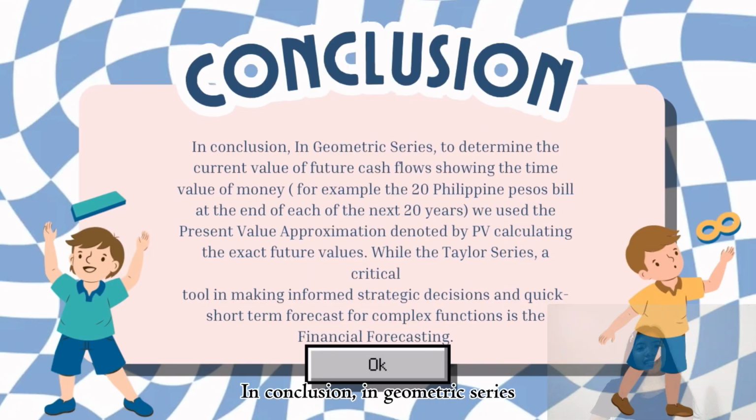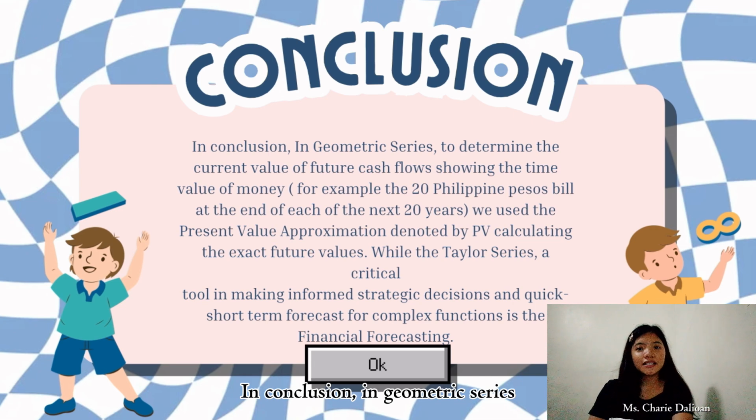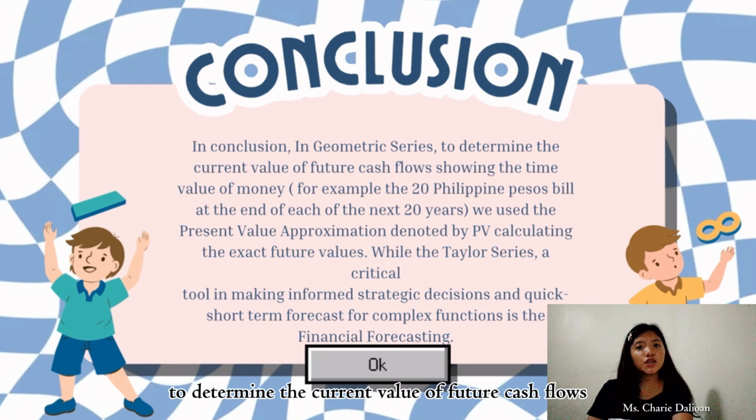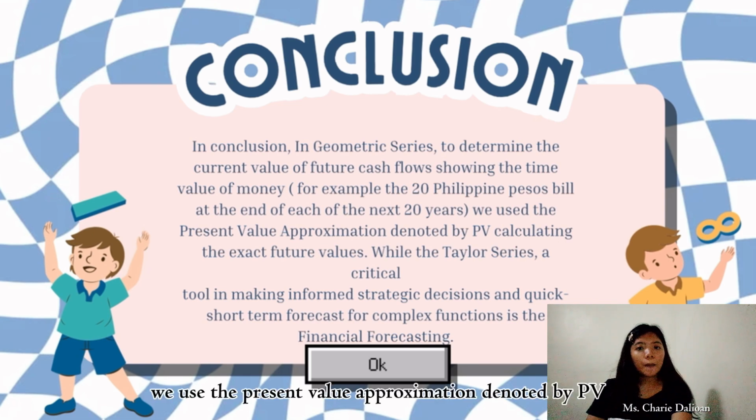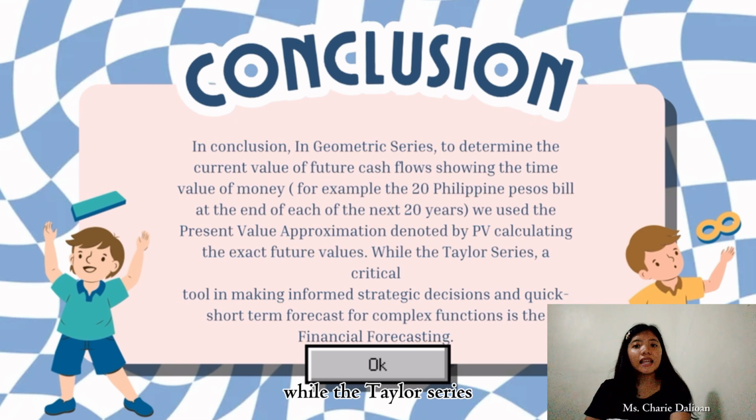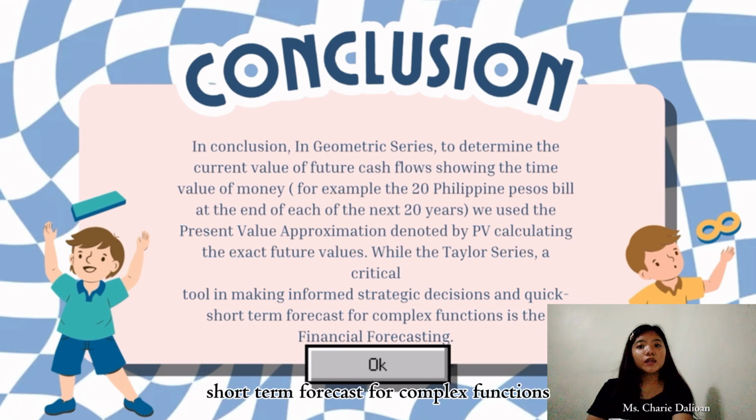In conclusion, the geometric series determines the current value of future cash flows, showing the time value of money. For example, the 20 Philippine peso payment at the end of each of the next 20 years. We use the present value approximation denoted by PV, calculating the exact future values. While the Taylor series is a critical tool in making informed strategic decisions and quick short-term forecasts for complex functions, it is the financial forecast.